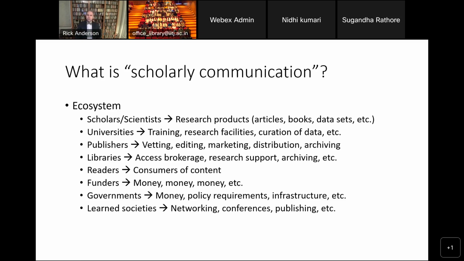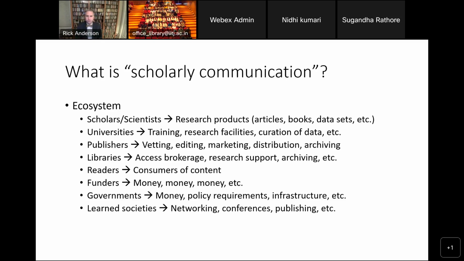Readers themselves, the people who consume the products of scholarship and science, are also a very important part of the ecosystem. They are often not the ones who are purchasing the content, but their needs and their desires are what influence the libraries and other institutions that do purchase the content. So they play a very important role in the ecosystem.